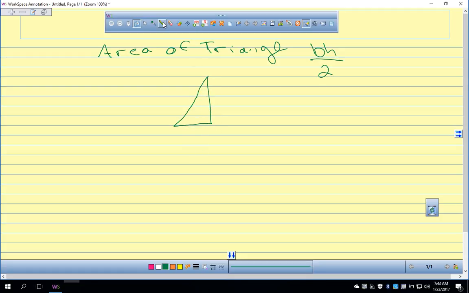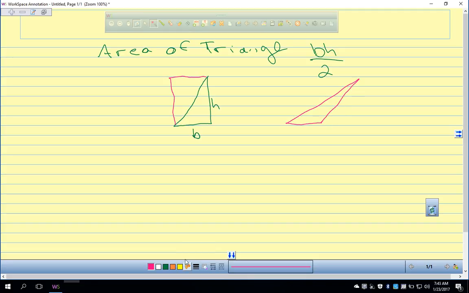So this might be the base, and this might be the height. Why is it base times height divided by 2? Very good, Hannah. Because it's half of this thing, right? If I were to make this over here, right, it would be base times height. But what if it's like a slanted one? What if something that looks like this over here?